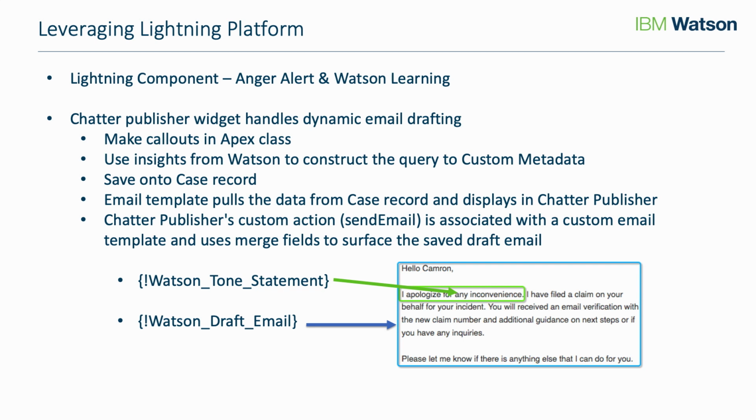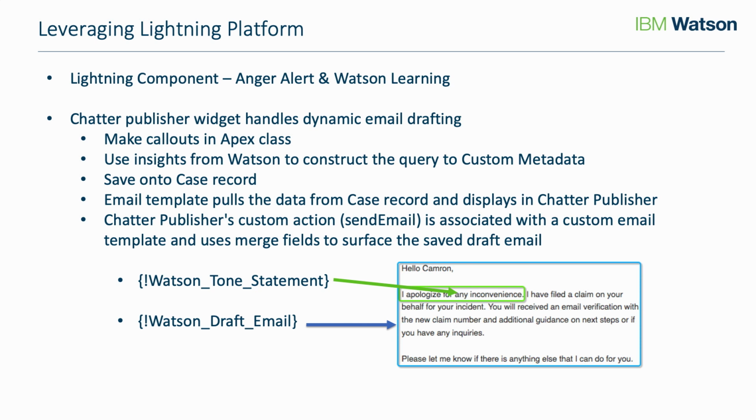And let's talk a little bit about the Lightning platform and some of the things we leverage on the powerful Lightning platform. The first thing we did is a couple Lightning components. That anger alert you saw, it's a basic Lightning component, but extremely powerful, flagging and letting the agent know, hey, this customer's upset. You can use that not just to flag, but to prioritize, to route your cases, and do a lot of other things. And we also leveraged it using the Watson learning portion where you can teach Watson. That was also a Lightning component.